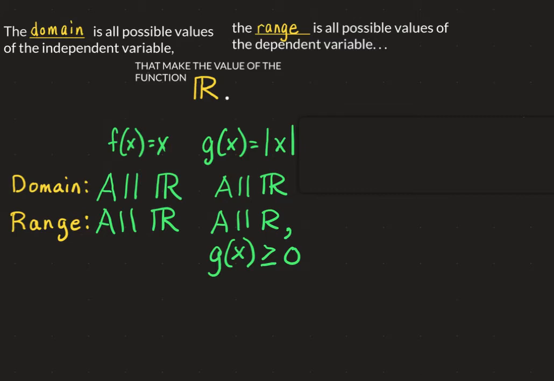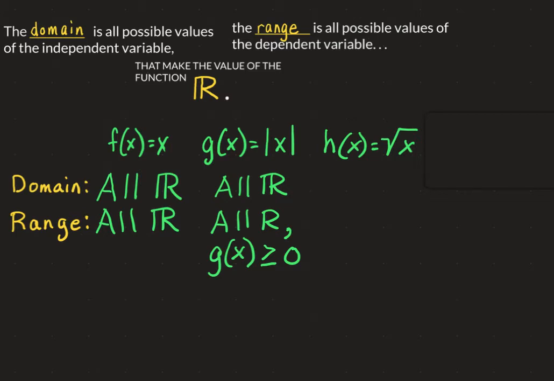It's not very interesting. And let's look at another function. Let's look at the function h of x equals the square root of x. Okay, now, is there any real number, or are there real numbers that we could put in for our independent variable, in this case x, that would not return a real number?